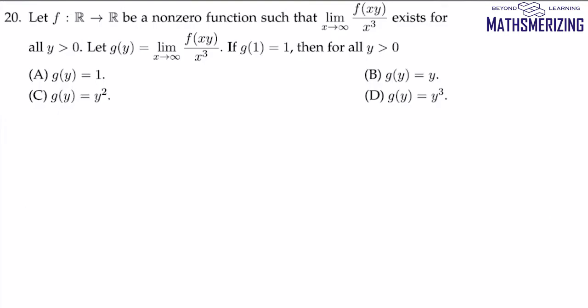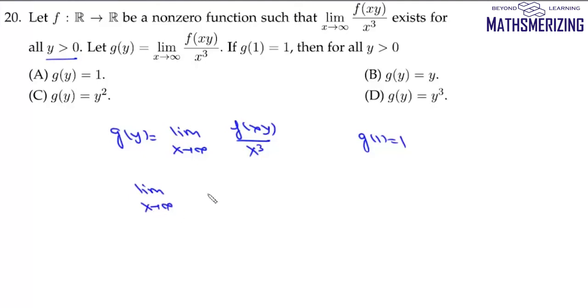Now question number 20 is, let f be a function from R to R, a non-zero function such that this limit, x tends to infinity, f(xy) upon x cube, exists for all y greater than 0. Let g(y) equal this limit, x tends to infinity, f(xy) upon x cube. Now it is given that g(1) is 1. So we'll put y as 1. We can write limit x tends to infinity f(x) upon x cube is equal to 1.